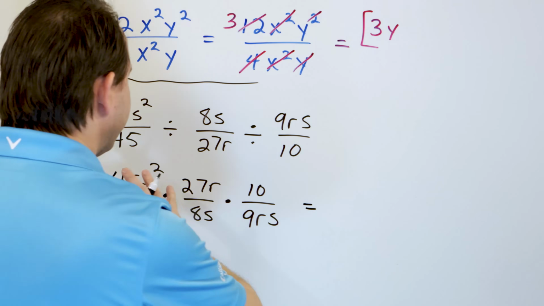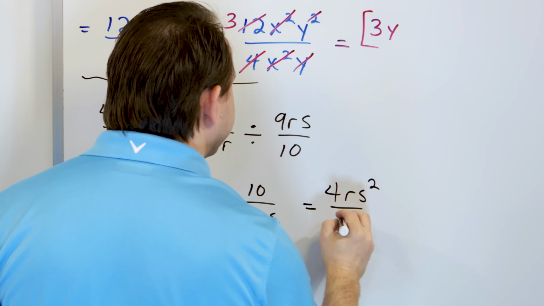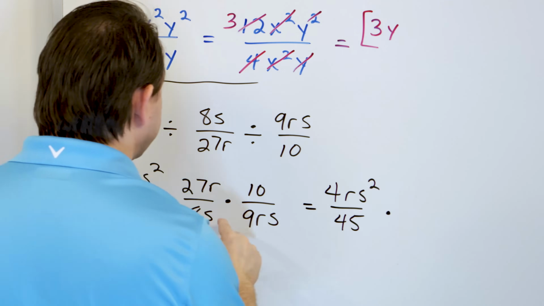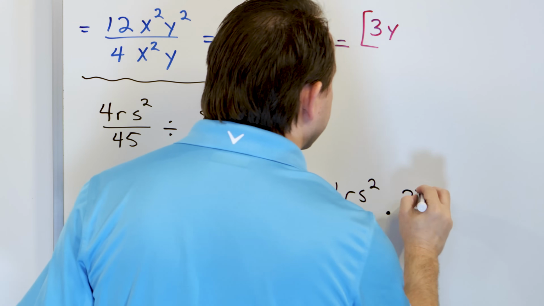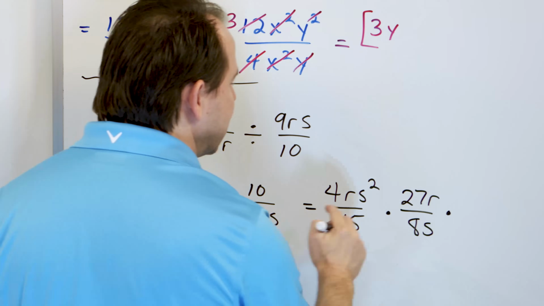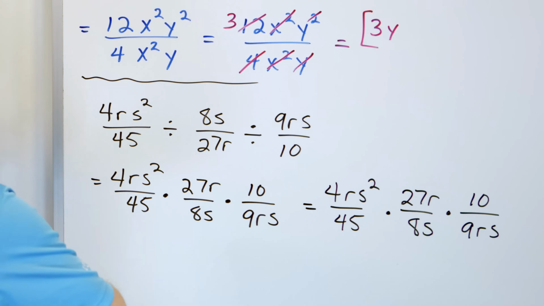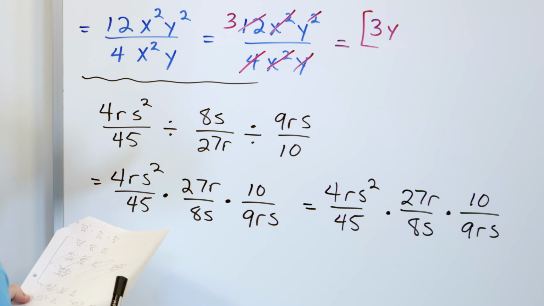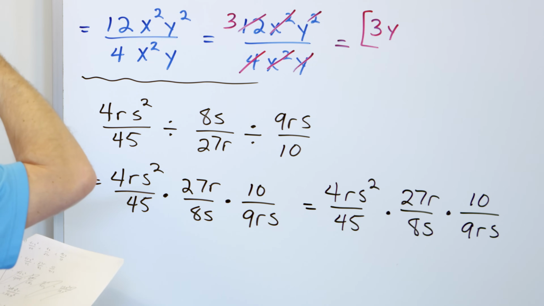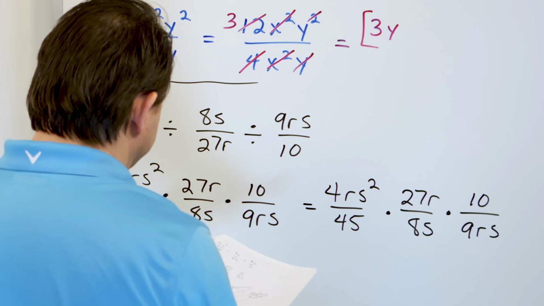So let me over here just rewrite exactly what I have. 4 times rs squared over 45. And that's multiplied by 27r over 8s. And then that's also multiplied by 10 over 9rs. Let me just catch up and make sure I've got everything correct so far. Let me go ahead and try to simplify this. What can we do? There's lots of different choices.